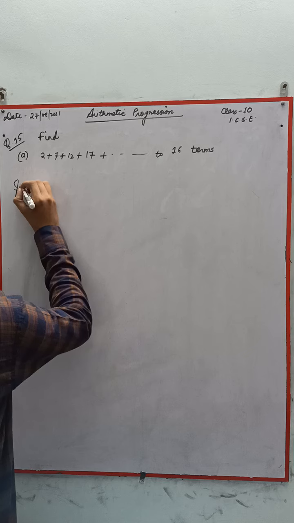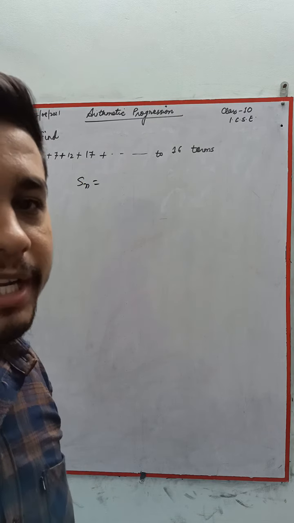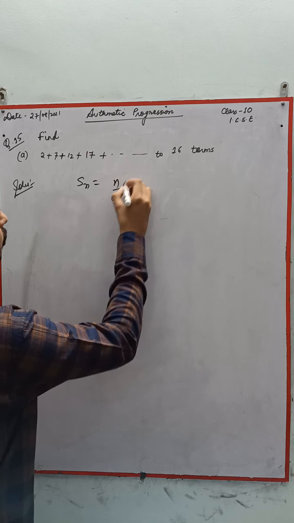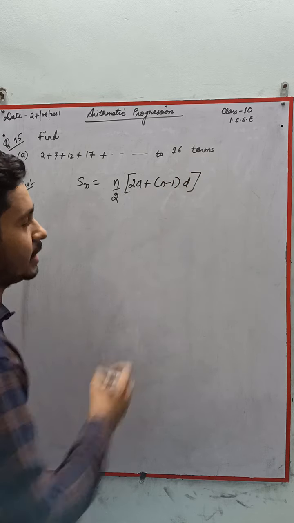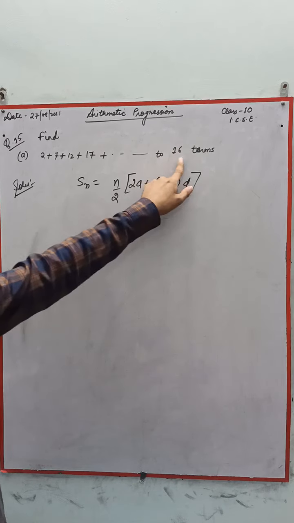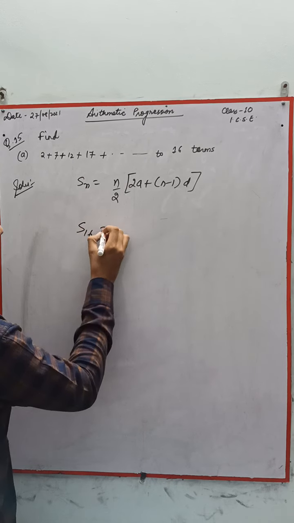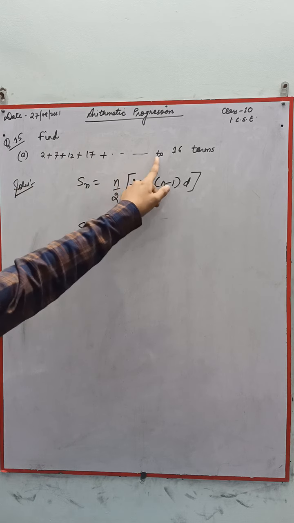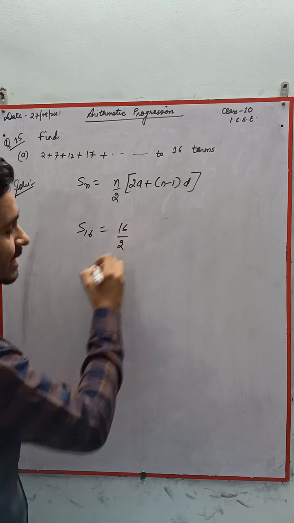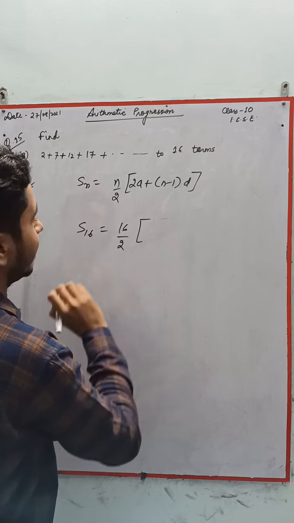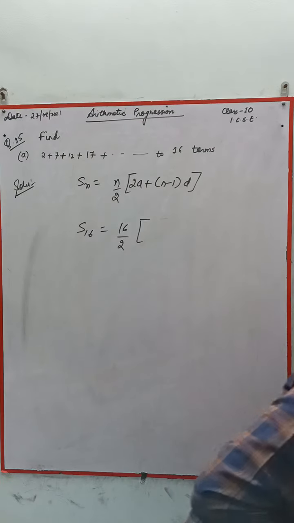To do this question we must know the formula for finding the sum of the series, that is Sn is equal to n upon 2 bracket 2a plus (n minus 1) into d. Up to 16 terms we have to find, so your Sn will become S16, because 16 terms should be added. In place of n we will write 16, so 16 upon 2 bracket a. First of all we need to identify what we have.